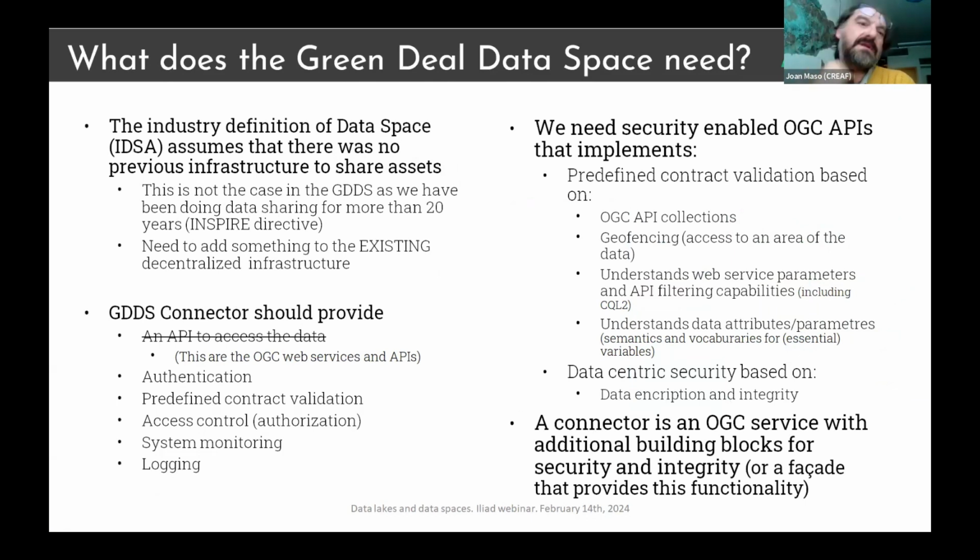In this definition, there is an assumption that there was no previous infrastructure to share assets. That's not the case in the Green Deal data space, because since we are inheriting the INSPIRE legacy, we have been doing this for 20 years. So actually, what we should do is try to add something to the existing decentralized infrastructure that we have. And in order to think about a Green Deal data space connector, we should immediately remove this idea of a new API for accessing the data. We already have those. We have been doing that for a while.